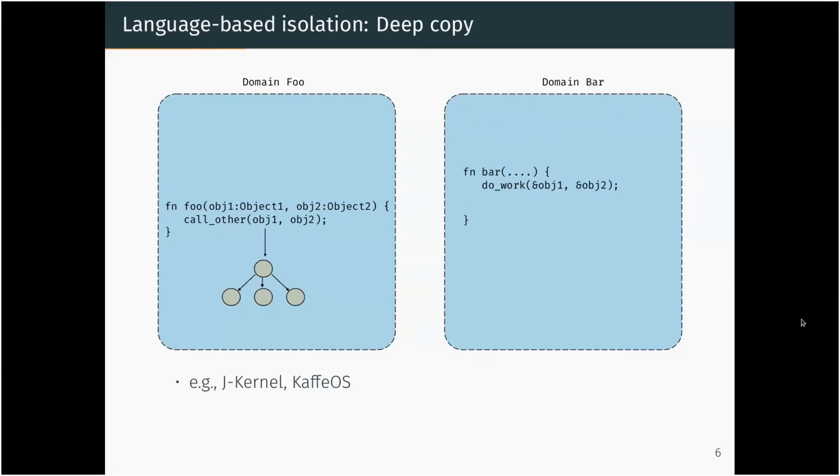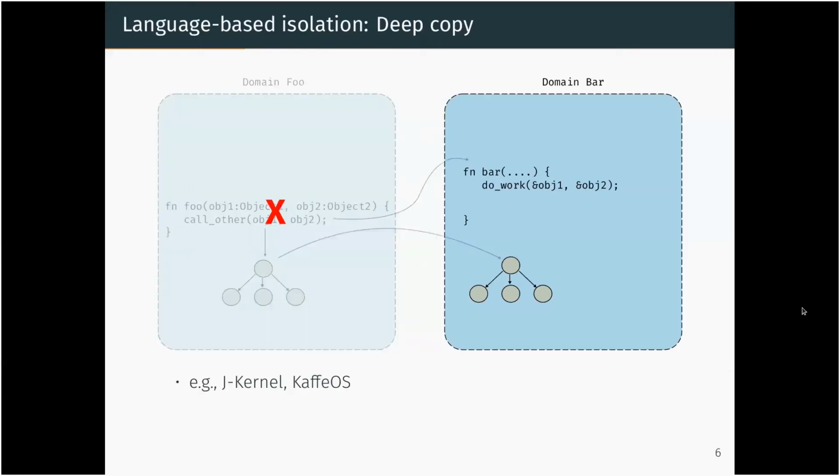One can mediate all cross-domain accesses to ensure that objects are deep copied, as shown in this example. When a caller domain crashes, the callee would still have access to the copied object. However, the downside is it imposes overhead as the whole hierarchy of objects needs to be replicated.